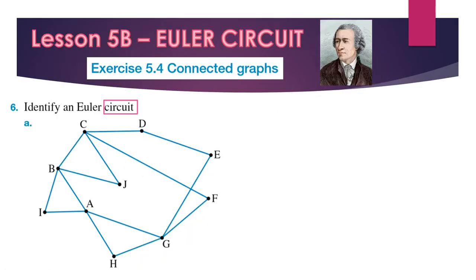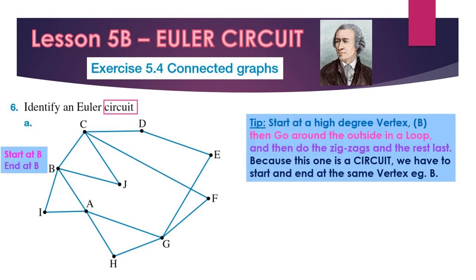So question 6 here, it says identify an Euler circuit. So start at the high degree vertex B. Now let's just check it out. C's got 1, 2, 3, 4, D's got 2, E's got 2, F's got 2 connectors, G's got 4, H has got 2, A's got 4. Yes, so everything does have an even number for its degree, so we should be able to draw the Euler circuit. We're not wasting our time here.